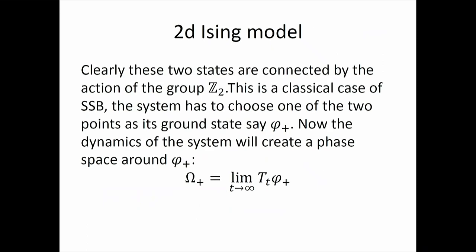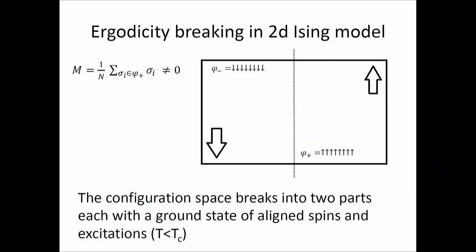So think of it in this way: we take the phi plus state as our ground state, and then we assume some sort of dynamics which takes you away from this phi plus, and the phase space is created by the long time action of these dynamics. It's a sort of practical phase space which is connected to one of the vacua. When you sum over this phase space, the magnetization will be non-zero. And this is a case of ergodicity breaking in the 2D Ising model.